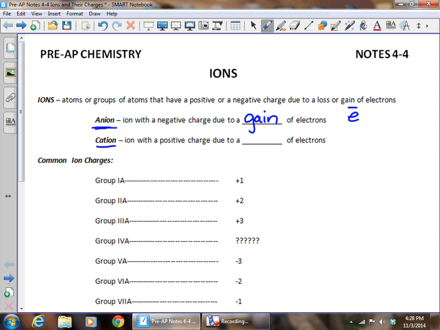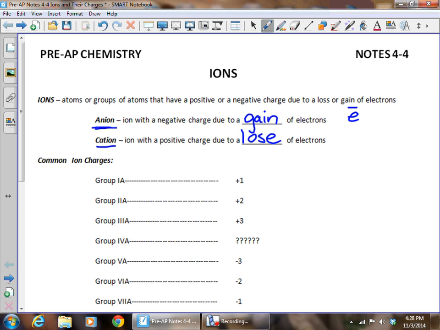Cations, on the other hand, are, remember, cats are positive. So cations are positive charges due to a loss of electrons. They're positive because they've lost some of those negative charges. So those are two terms that you're going to have to be familiar with.